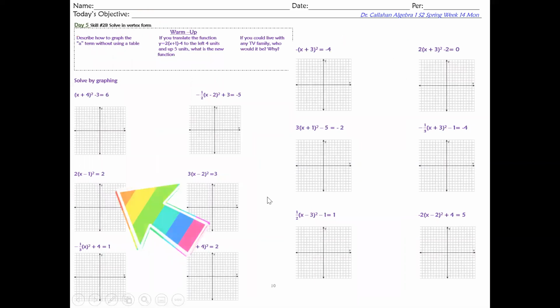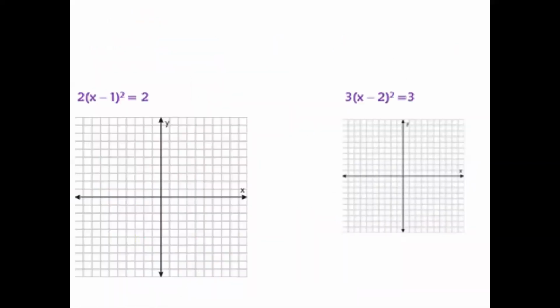Okay, let's go into the second one right here. So looking at this graph right here, we're going to start graphing this one on the left side. The 2 means that it's going to be narrow. The 1 means that you're going to go 1 to the right, and then that's it. So 1 to the right, and it's going to be a narrow parabola.